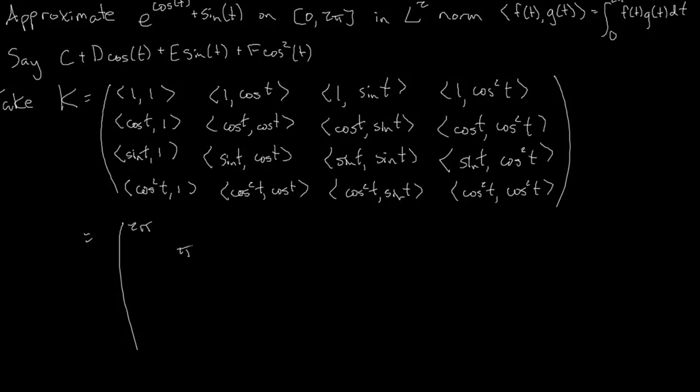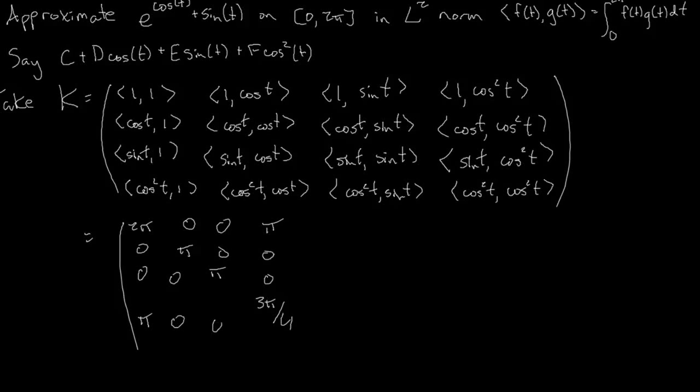It's 2 pi, down the diagonal are the nice ones, 2 pi, pi, pi, and 3 pi over 4. You wish it was zeros, but cosine squared is not orthogonal to the rest of these polynomials. So the point is that cosine squared is not orthogonal to 1. So you get pi, that's fine.